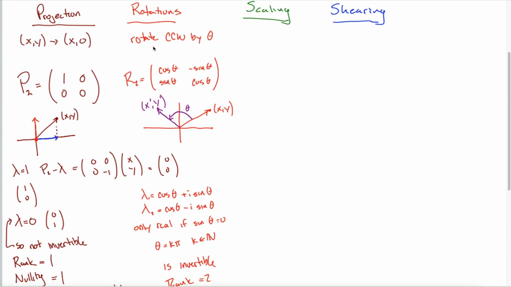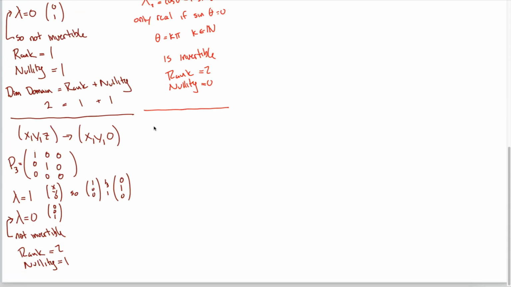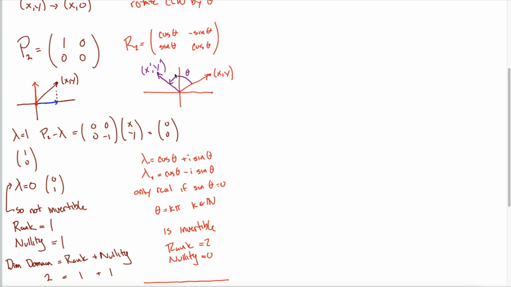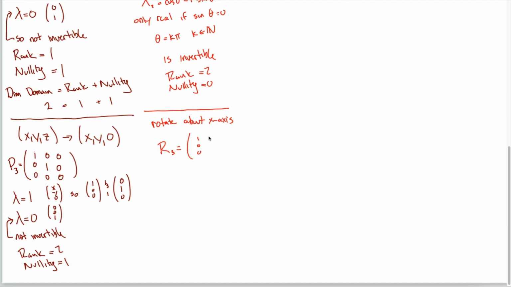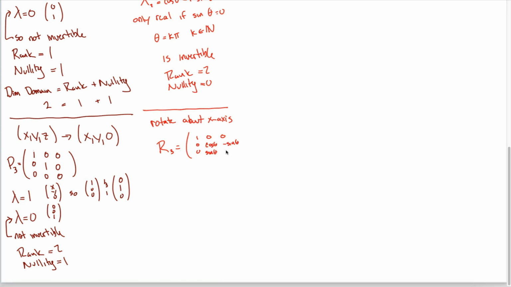I guess we should also consider a rotation in 3 dimensions. Maybe we'll rotate around the x-axis. What that matrix would look like is very similar to what this matrix looks like, except our first row and column are 1, 0, 0. And then we append the 2 by 2 matrix above right here: cosine of theta, sine of theta, negative sine, cosine. If we're rotating about the x-axis, maybe you can visualize that in your head.